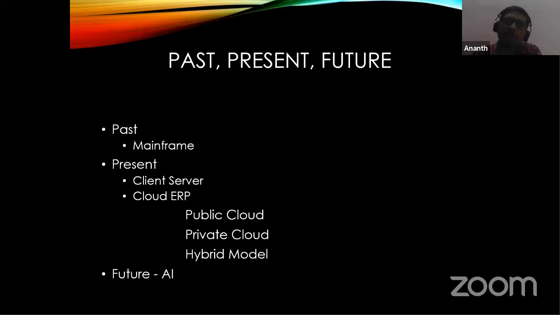What is the future of ERP? When I say AI, it is artificial intelligence. I didn't mean artificial intelligence ERP, a separate product that is coming called artificial intelligence ERP. No, I didn't mean that. Artificial intelligence is some intelligent programs, much more powerful algorithms than what we write. That is nothing but artificial intelligence.